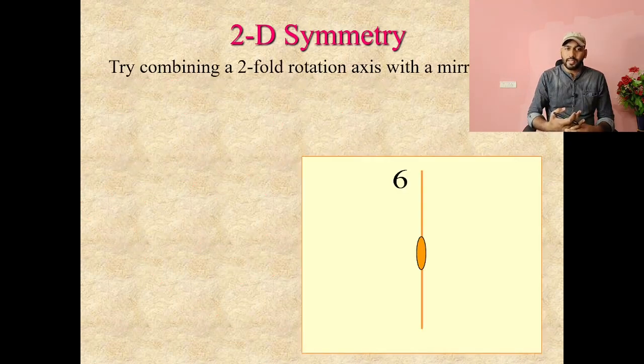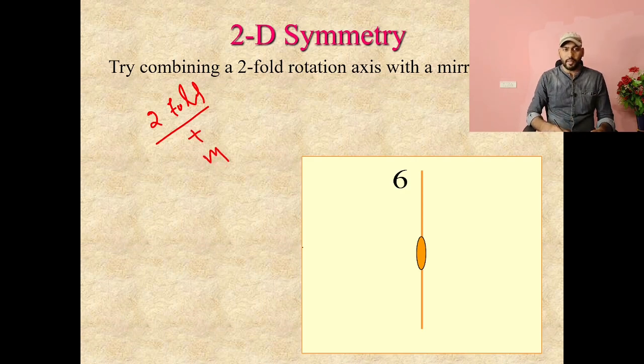The first rotational symmetry we are taking is a twofold rotation, along with which we will add one mirror plane. One axis of twofold rotational symmetry, which we will represent like this, we will combine with a mirror plane. Here, this is the axis showing twofold symmetry. Along with it, I have taken one mirror plane. This is the mirror plane. Now this is the digit 6.